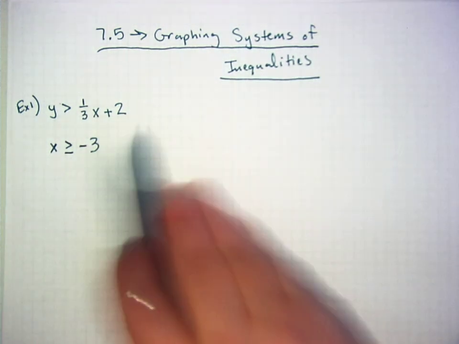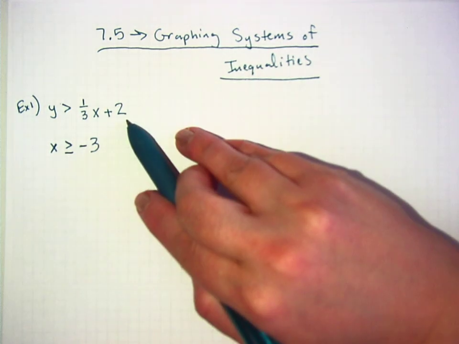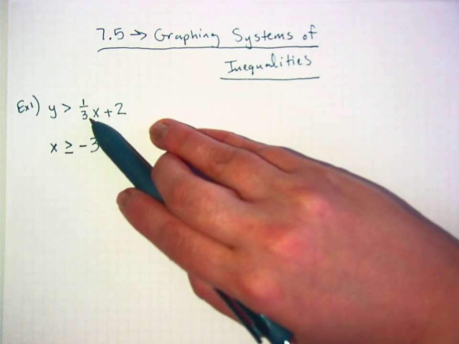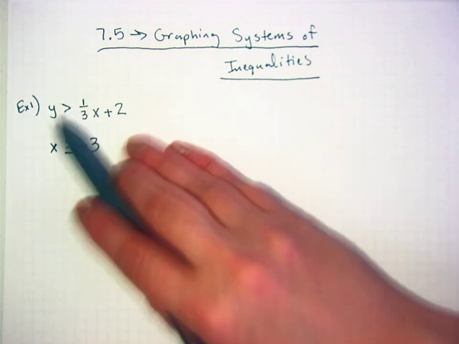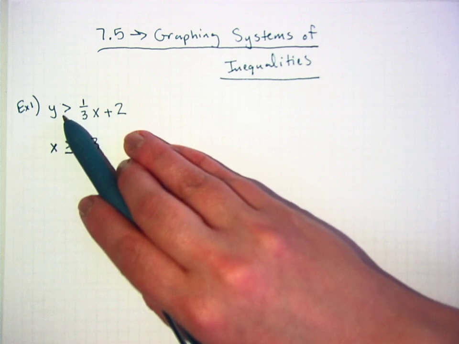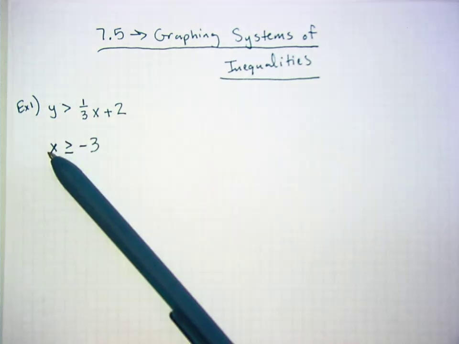What's the y-intercept of the first one? 2, right? And then what are we going to do from 2? Up 1 over 3. Everybody getting this? Is it going to be a dotted or a solid line? It'll be dotted because there's no equal sign, and we're going to shade above or below? Above, greater than means above.